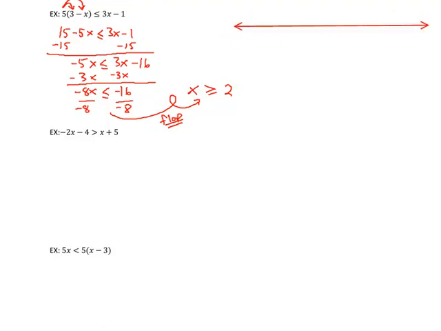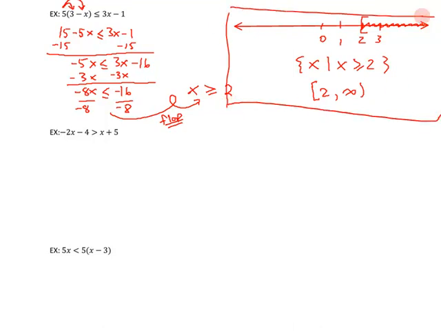Graph it on a real number line. x is greater than or equal to 2 means go to 2, and go greater than or equal to, meaning include the 2 and go greater. That's the set of all x such that x is greater than or equal to 2 in set builder notation. And as an interval, it starts at 2 and is inclusive and goes to the right to infinity. And there's your final answer.